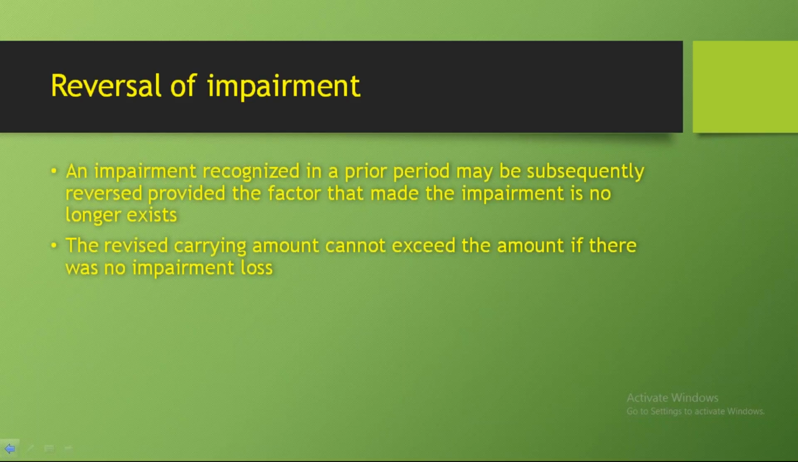So impairment recognized in a prior period. So we have recognized, shall we say, 10 million. And now we believe there is no impairment, the asset is now having the value. Up to 10 million we can write up. Again, the revised carrying amount cannot exceed the amount if there was no impairment loss. Only what we have written off earlier can be written back. You can't do more than that. Agree? Yeah. That is what we have to look at on the reversal.